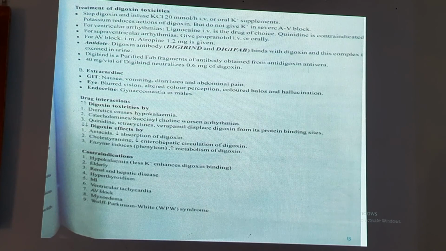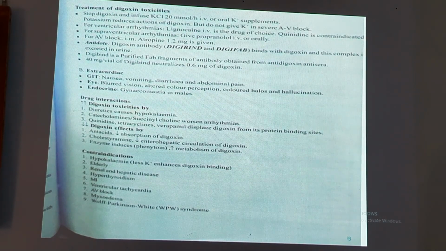Antidote: digoxin antibody such as DG-Bind or DG-Fab binds with digoxin, and this complex is excreted in urine. DG-Bind is a purified Fab fragment of antibody obtained from anti-digoxin antisera, and the dose is 40 mg per vial of DG-Bind available in the market. 40 mg per vial of DG-Bind neutralizes 0.6 mg of digoxin.